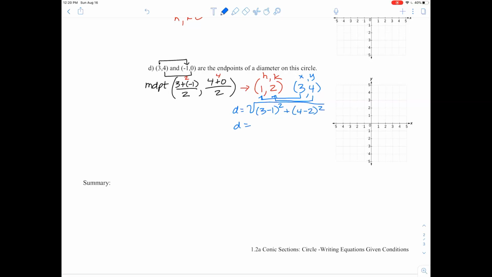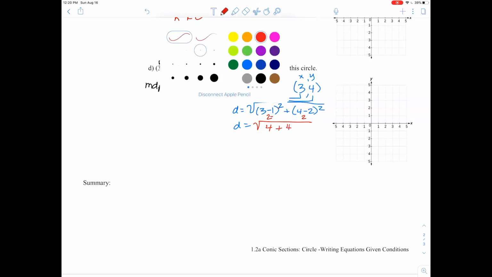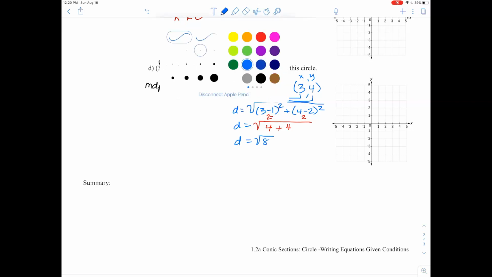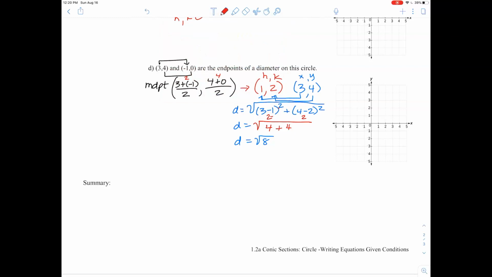So that would be, if you don't mind, I'm going to be efficient again. That would be 2, and that would be 2. So that would be 2 squared. So the distance of 2 squared is 4, and 2 squared plus 4. And so the distance would be the square root of 8. And the distance is the radius. That's our radius. So our radius is the square root of 8.